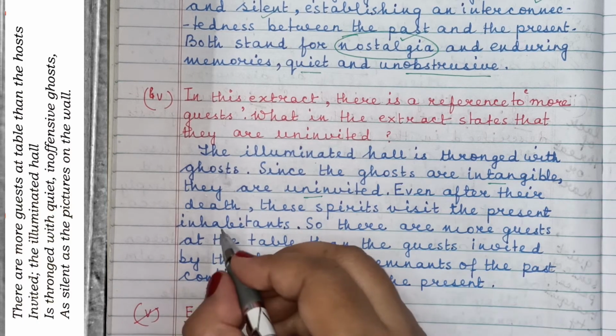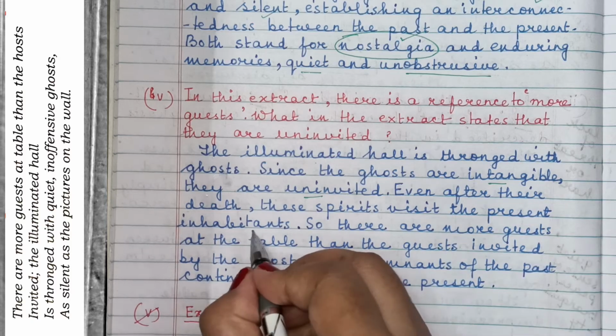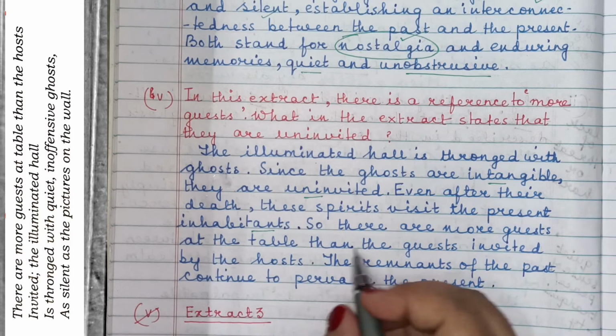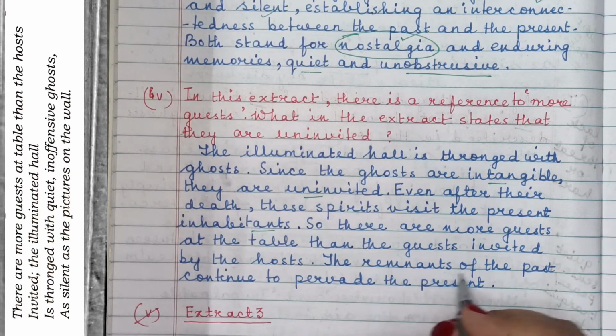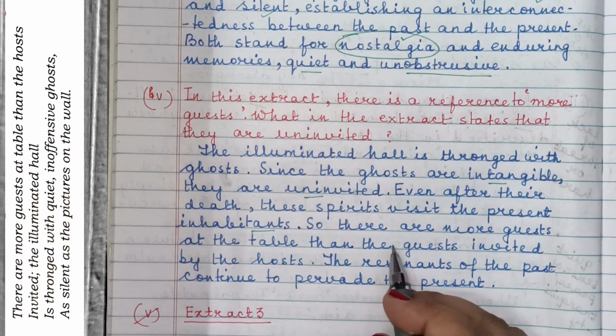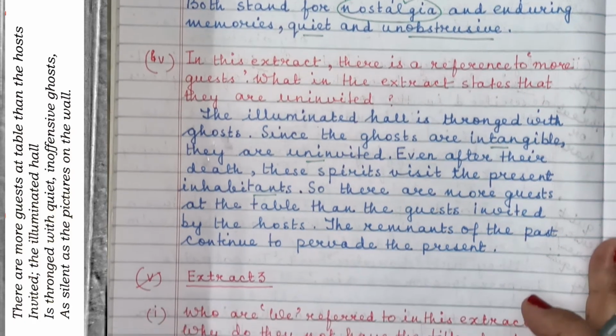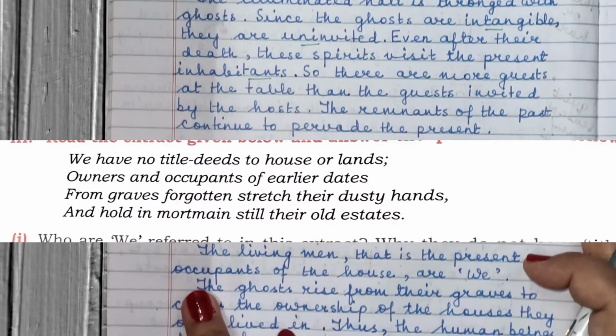Very simple. Even after their death, these spirits visit the present inhabitants. So there are more guests at the table than the guests invited by the hosts. The remnants of the past continue to pervade the present. Many people of the previous generation have died. Hence they are uninvited. But they have come from the other world into this physical world without the knowledge of the hosts. I hope these answers will be helpful to you.